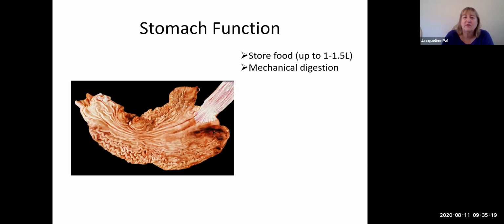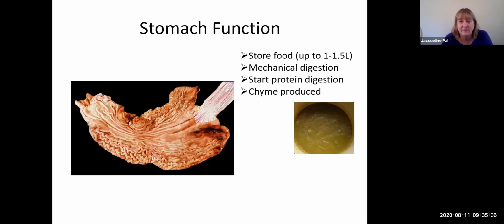In addition to storing food, as we alluded to, because of the muscle layers, we're going to have a lot of mechanical digestion. And we actually are going to have some chemical digestion that we are starting in the stomach, and that is protein digestion. We will see shortly how that happens. The net result of the stomach doing its job with all of its secretions is you get this slightly slimy pea soup material called chyme. And this is what's going to exit the stomach.